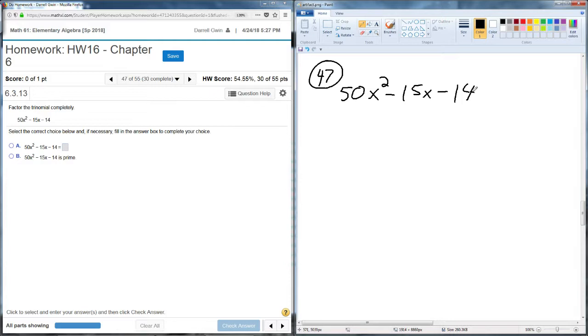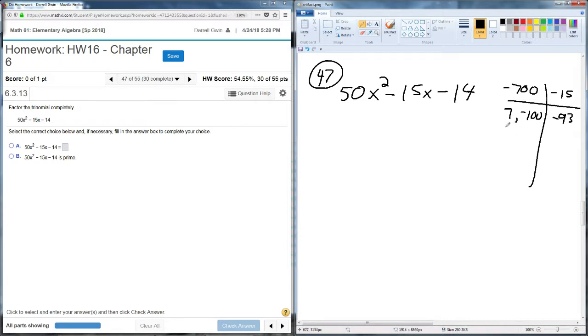Okay, so we need to figure out, first of all, there's no GCF. We need to figure out what the product is. Well, 50 times -14 is -700, I think. Yep, 700. Whew. And we have to get -15 out of that. Alright, that's humongous. So right away we'll start with +7 minus 100 equals -93. I need to start off with an easy one because this is pretty tough.